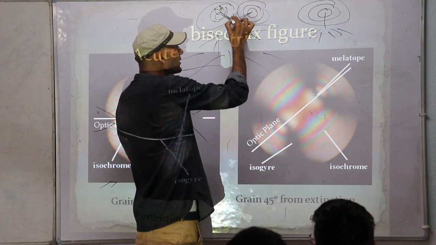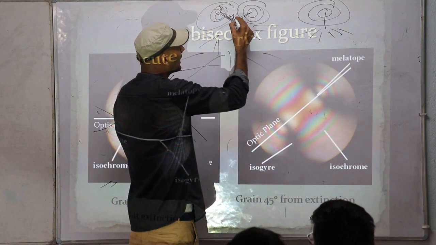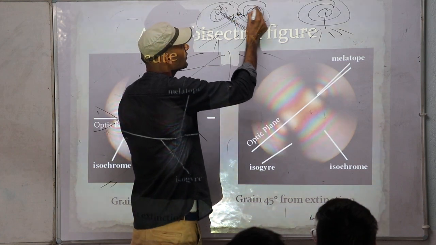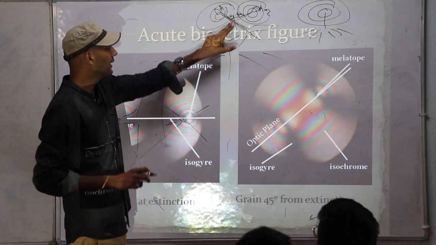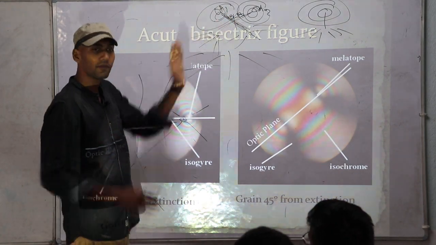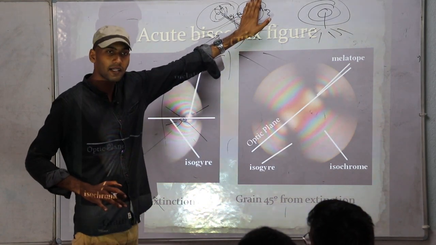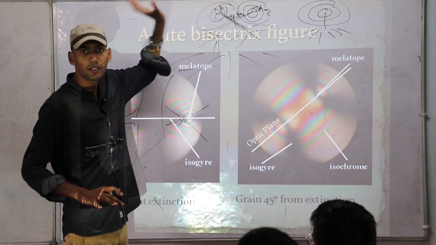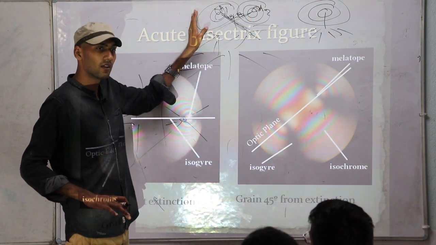So what happens if we are considering this optic axis 1, melatope 1, for a light ray which is moving at some angle theta 1 to optic axis 1, that is also at an angle theta 2 to optic axis 2? Got that? If it is at an angle theta 1 to optic axis 1, it is bent in a circular manner. If there is no second optic axis, the isochrome must be circular.